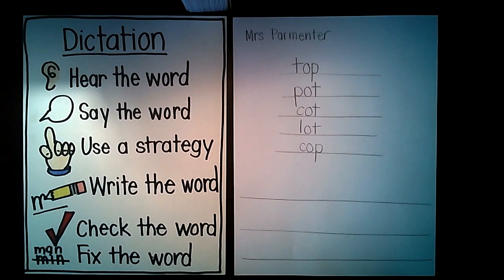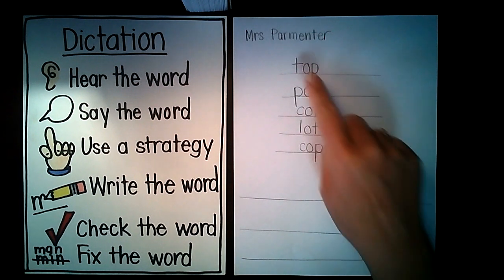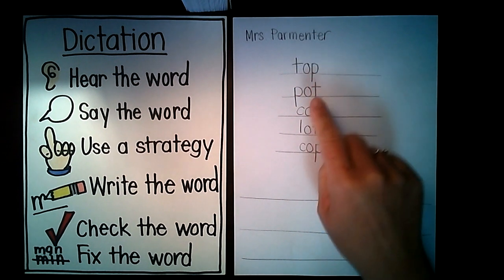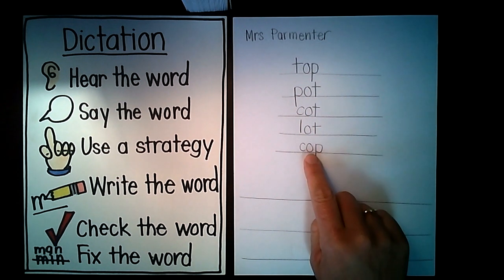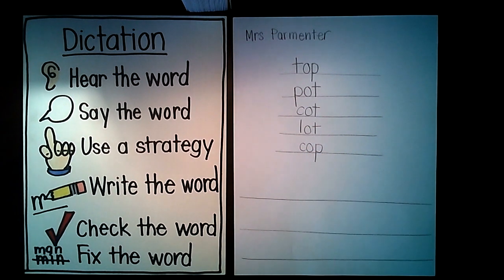We've written 5 words. I'd like you to be a detective, and I'd like you to think, what is the same for all of these words? You might know the answer already, but let's read them, and maybe that will help you if you're still thinking about that. Go ahead and read with me. Top, pot, cot, lot, cop. Did you say that the middle sound matches in all of those words? You're right. That's a short O sound. I didn't tell you at the beginning of our lesson that that was what we would be doing because I wanted you to be able to figure that out on your own.